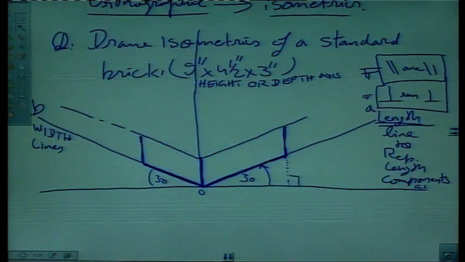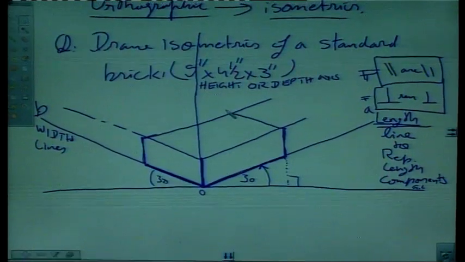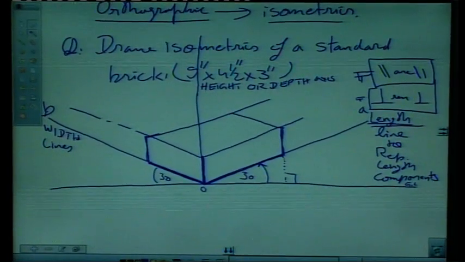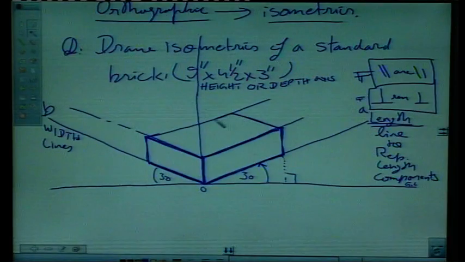Then you can again draw a line parallel to this line OA from here. Then another line parallel to line OB from this point, like this. This will give you the isometric drawing of a brick. In the end, we can darken these lines. These are dark lines because these are direct visible edges of the brick.